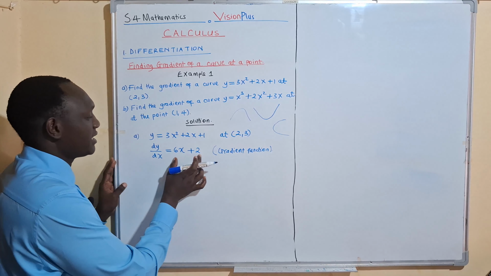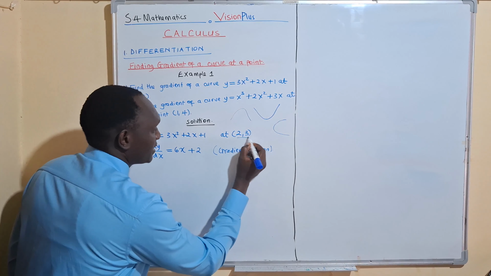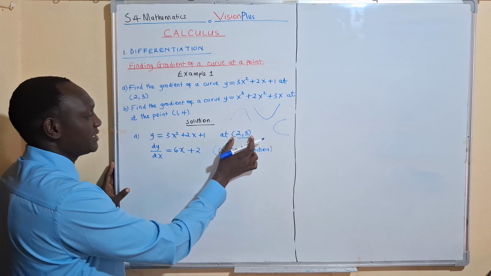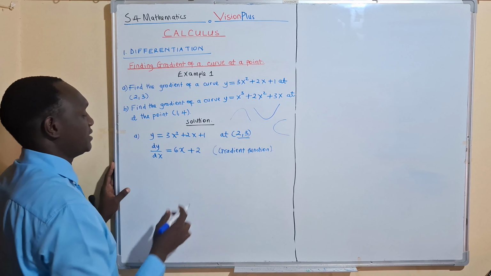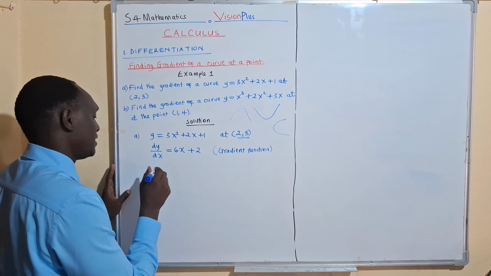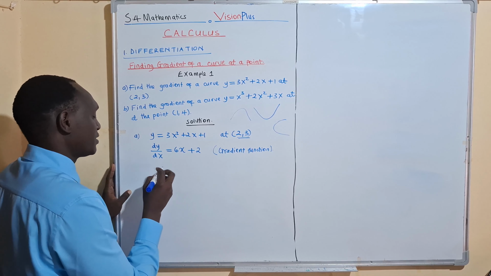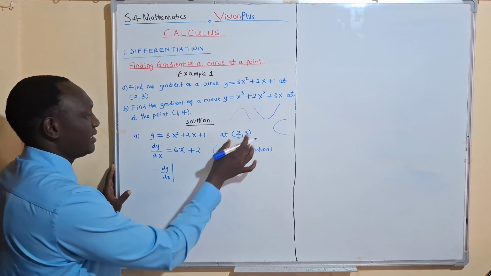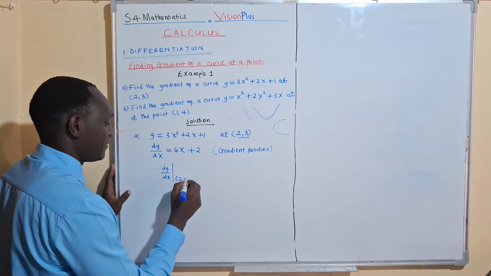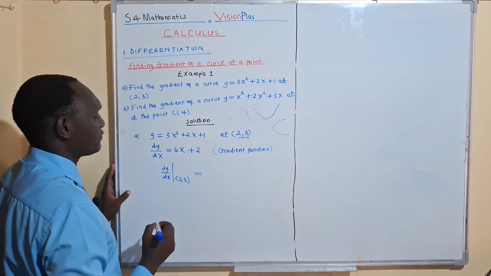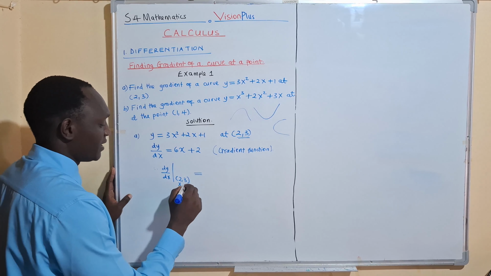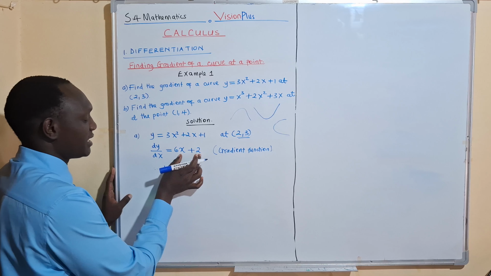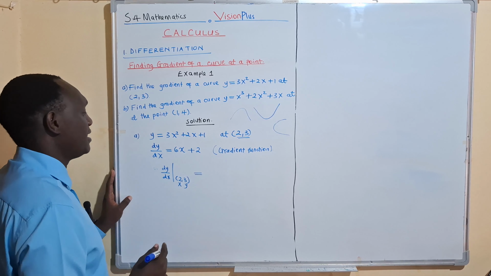So after getting the gradient function, now what is the gradient of the curve at this point? So you just come and say, therefore, dy/dx at the given point 2 and 3 would be, then from here you substitute. Remember, the first coordinate is always for x and the second is always for y. So we substitute for these points in the gradient function, like that you can obtain the gradient at that point.